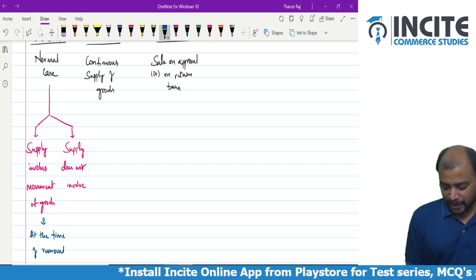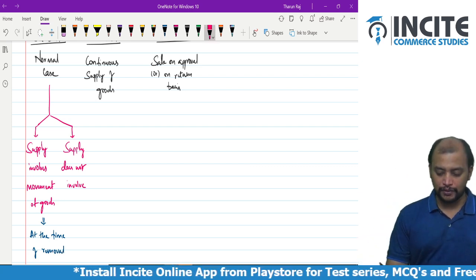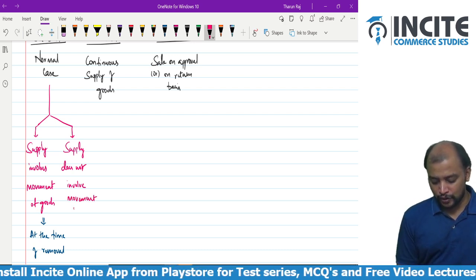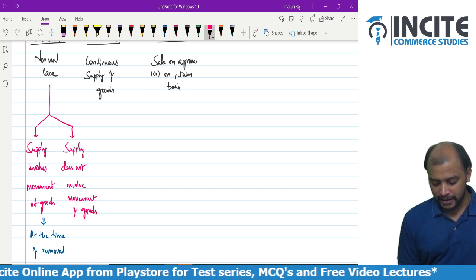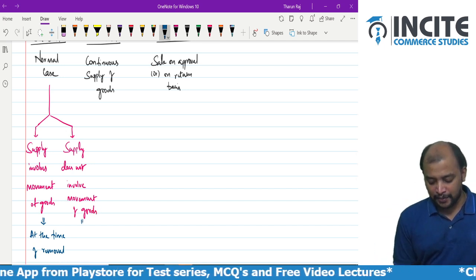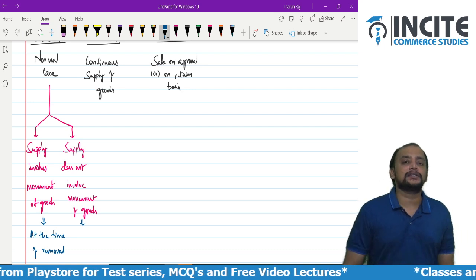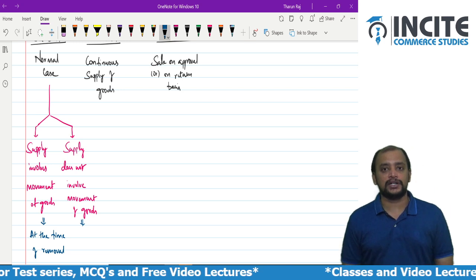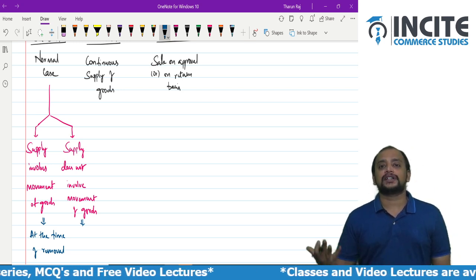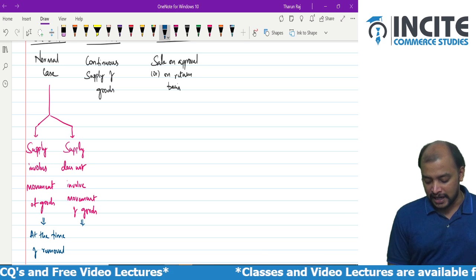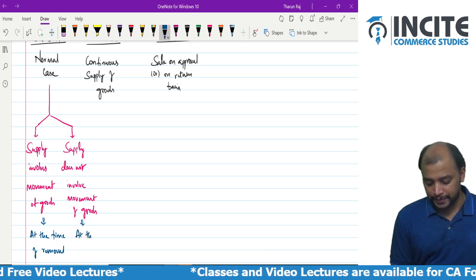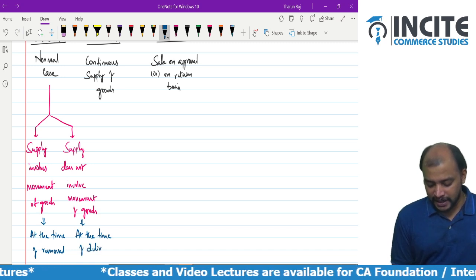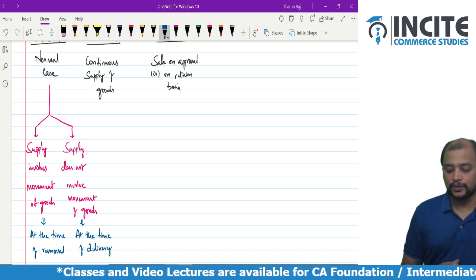Suppose supply does not involve movement of goods. Then what should be taken? Then we need to take the time of delivery. That is the due date, which means on or before that date we need to raise the invoice. That is the meaning of that statement. So at the time of delivery will be taken as the due date of invoice.